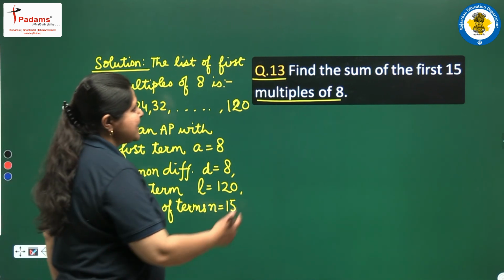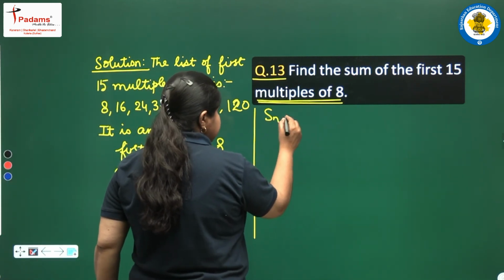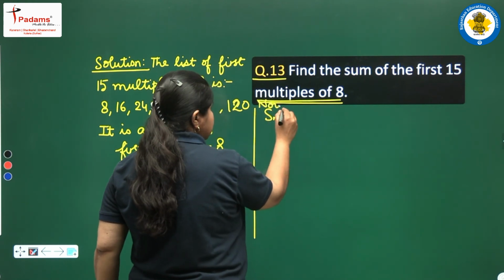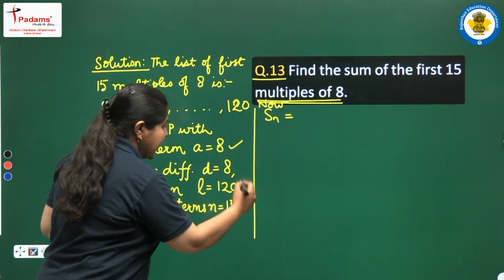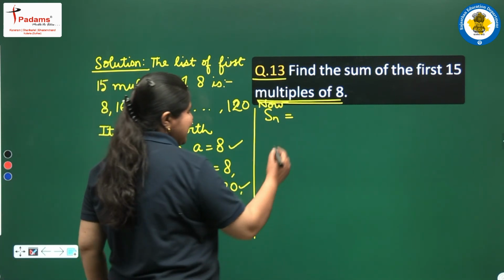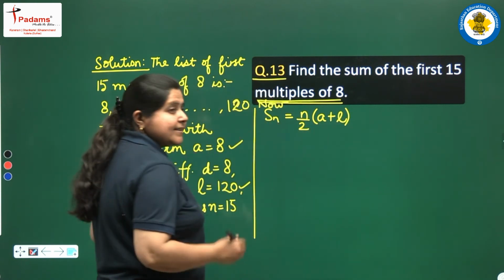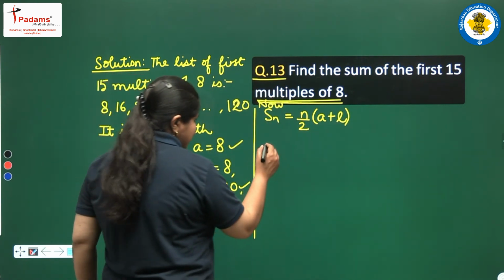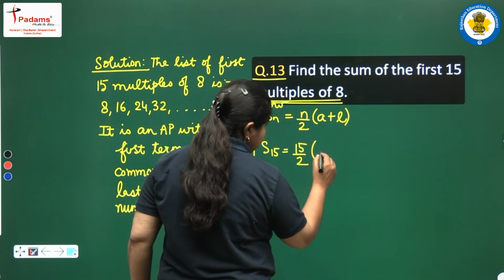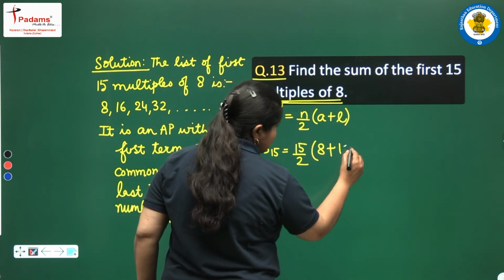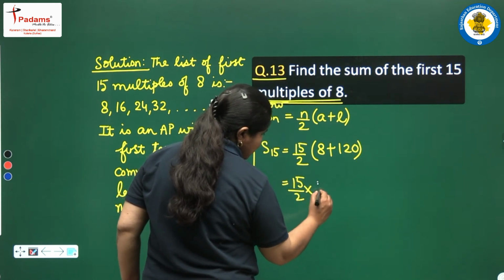Next we need to find the sum of these 15 multiples of 8. We write here Sn. Now how to find this Sn? Which formula should we select? Obviously here we know the first term and the last term, and so we should take Sn equal to n by 2 into A plus L, the sum of the first term and the last term. From here we can find S15 equal to 15 by 2 into A which is 8 and L is 120. This is 15 by 2 into 128.